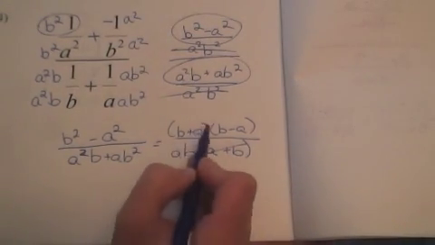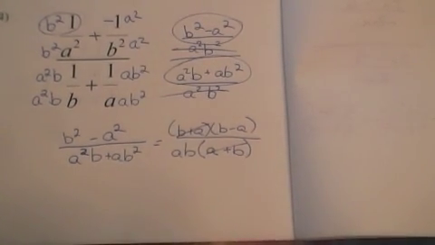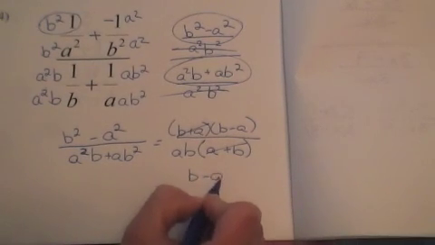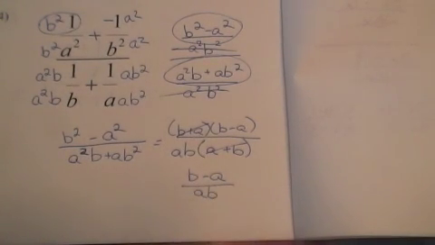So these are exactly the same. The reverse addition. And we're just left with b minus a over ab.